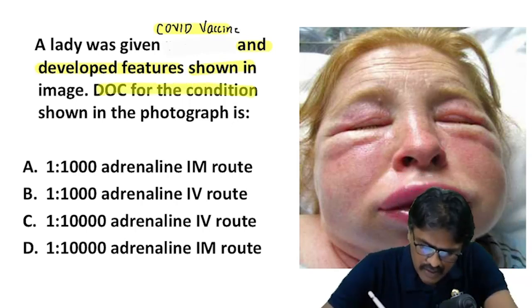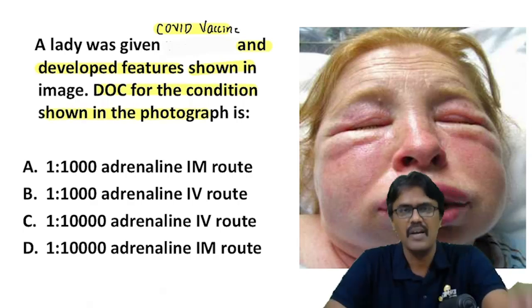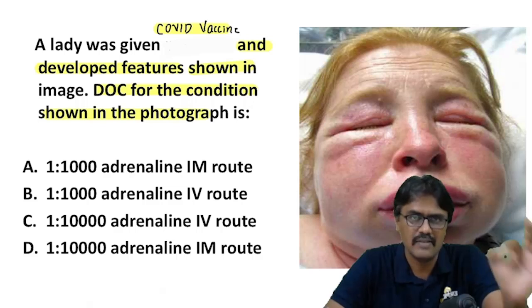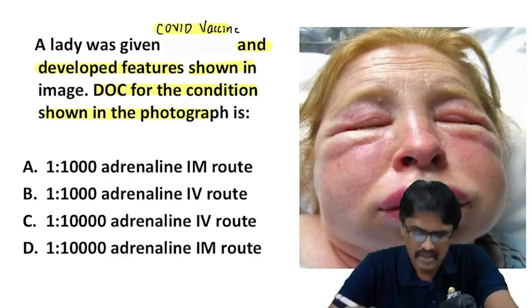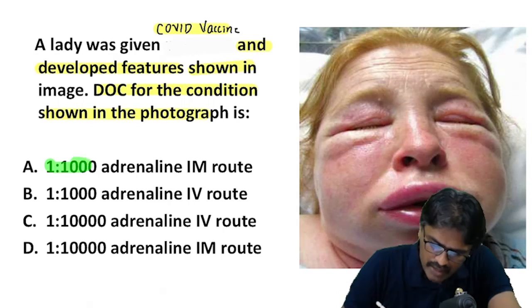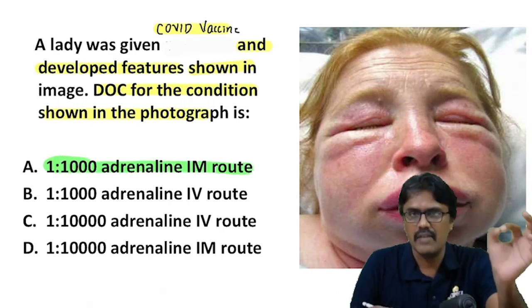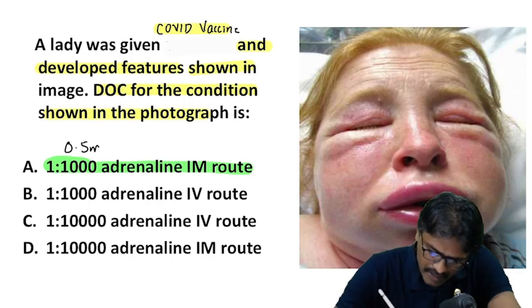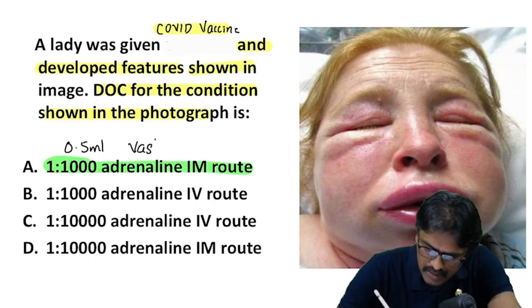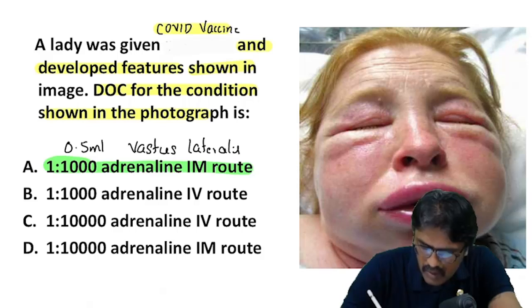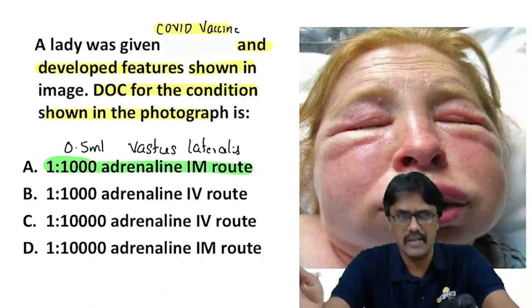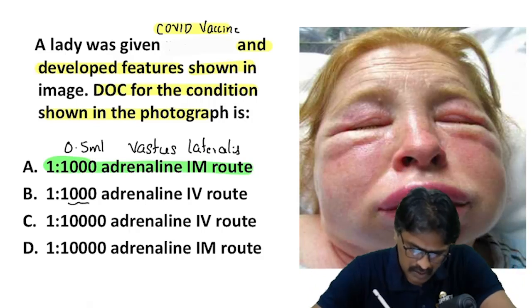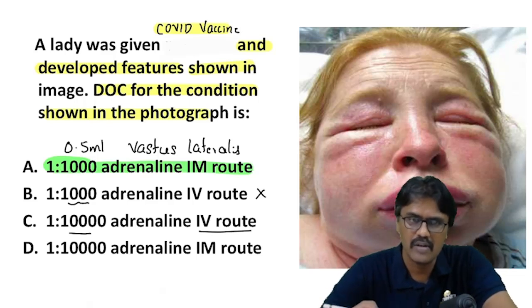Now, what is the drug of choice for the conditions shown in the photograph? The condition that is shown is anaphylaxis, and patient may go for anaphylactic shock. The drug of choice for this is 1 in 1000 adrenaline that is given by IM route. Now, if they ask you what is the dose, it is 0.5 ml, and if they ask you which muscle, it is vastus lateralis. It is given to the thigh muscle, that is vastus lateralis. Now, 1 in 1000 we don't use it IV, 1 in 10,000 we use IV but at a lower dose, but that's not the drug of choice.